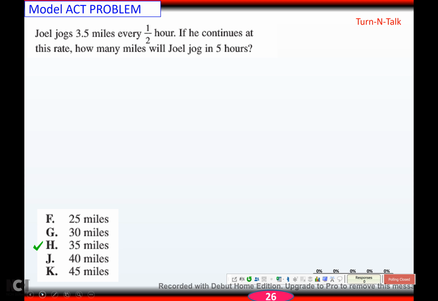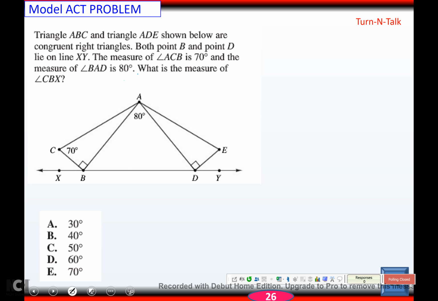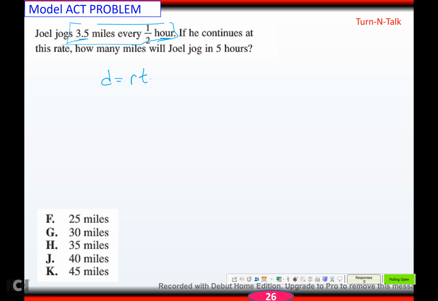Joel jogs 3.5 miles every half hour. If he continues at this rate, how many miles will Joel jog in 5 hours? Well, the thing is, they're saying he's going to continue at this rate. Well, I don't know what the rate is. I know the distance and I know the time. Oh, distance equals rate times time. So if I take this information, I can figure out the rate that he's going. So it's giving me 3.5 miles equals the rate I don't know times half an hour. So to figure out my rate, I'm going to divide by 0.5, divide by 0.5, and my rate is 7 miles an hour.